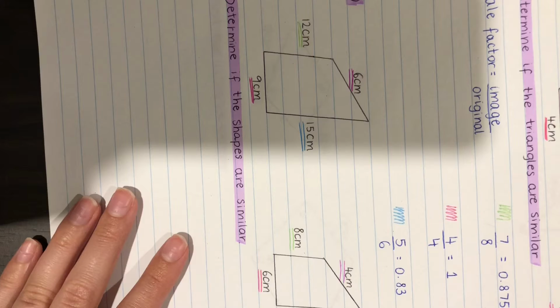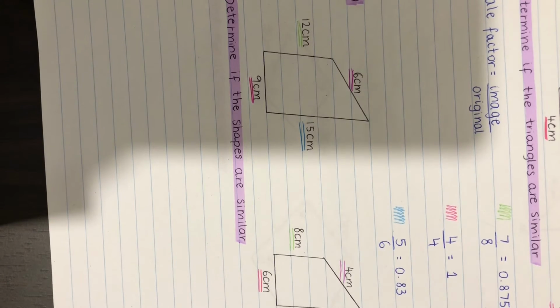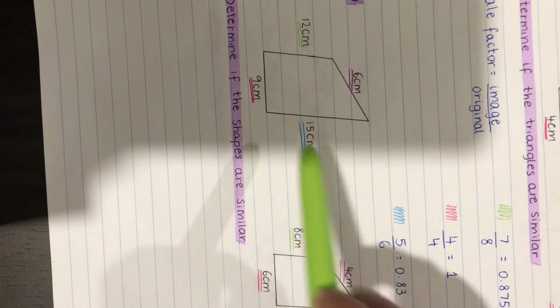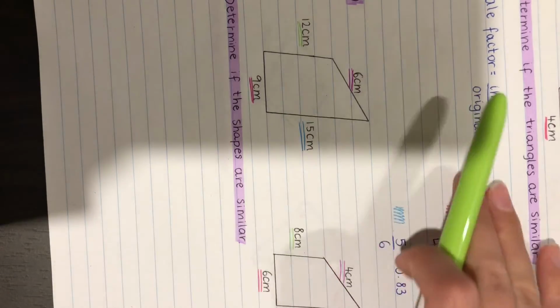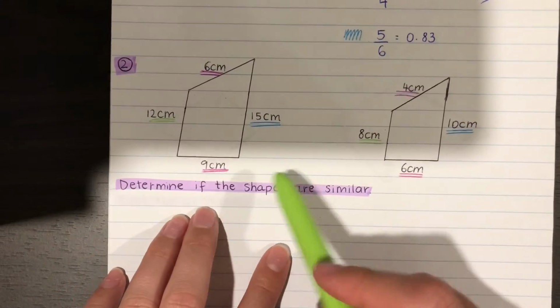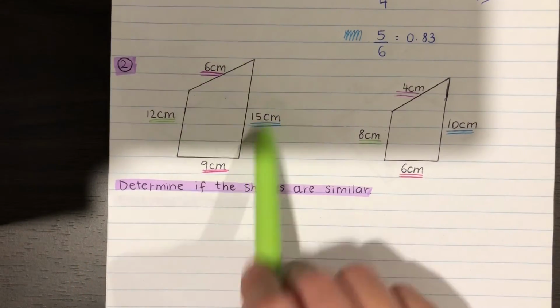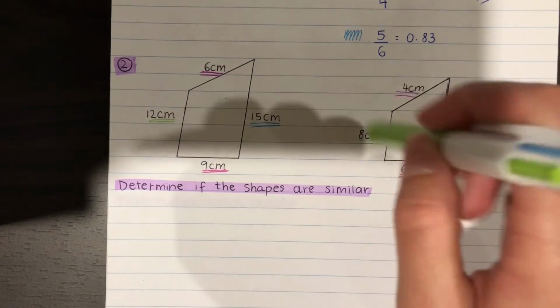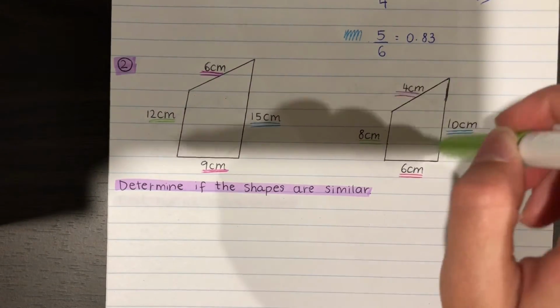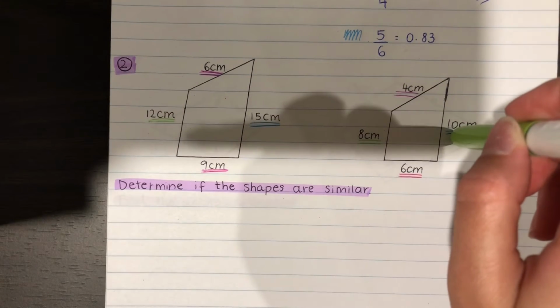Now just to make sure, our longest side is 15 centimetres in this trapezium here. I'll just go back the other way since it doesn't fit. The longest side in this shape here is the 15 centimetres, and the longest side in this shape here is the 10 centimetres. So yes, they line up with one another.